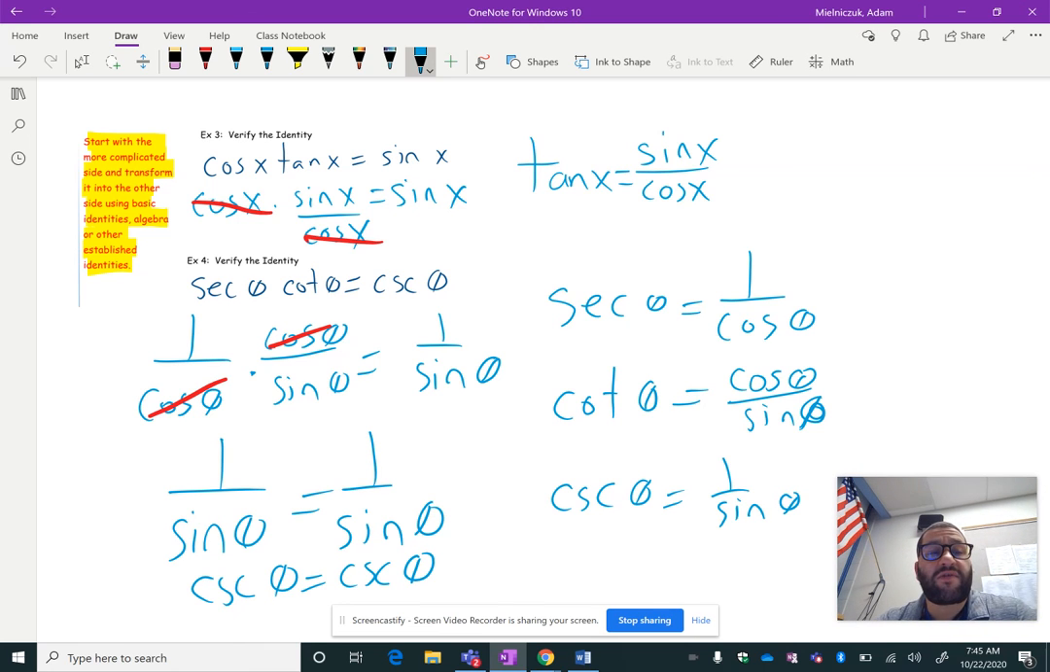So again, start with the more complicated side and transform it into the other side using basic identities, algebra, or other established identities. As you're going through this assignment, it's a good habit to write down some of those identities on the side each time.